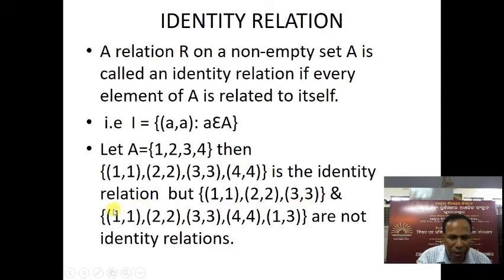Similarly, let us take the relation containing the elements (1, 1), (2, 2), (3, 3), (4, 4) and (1, 3). Again this relation is not an identity relation. Though (1, 1), (2, 2), (3, 3) and (4, 4) are present, in addition to that, some extra element (1, 3) is also present. But in order to be an identity relation, only (1, 1), (2, 2), (3, 3) and (4, 4) should be present. No other element should be present. So that's why this relation is not an identity relation.